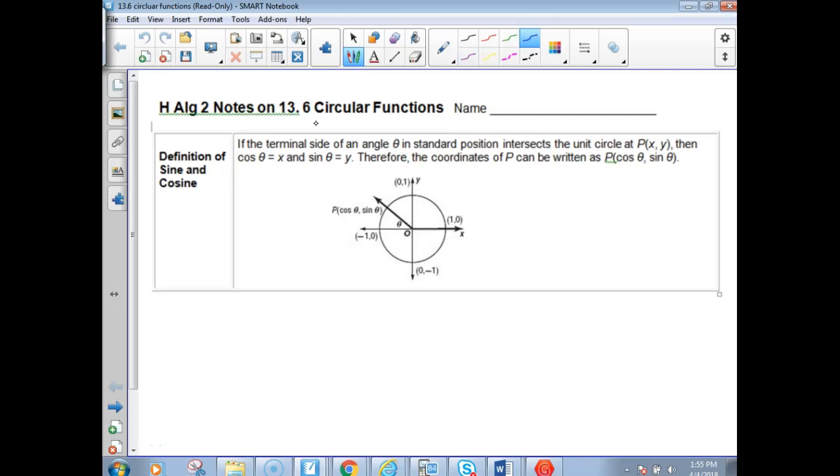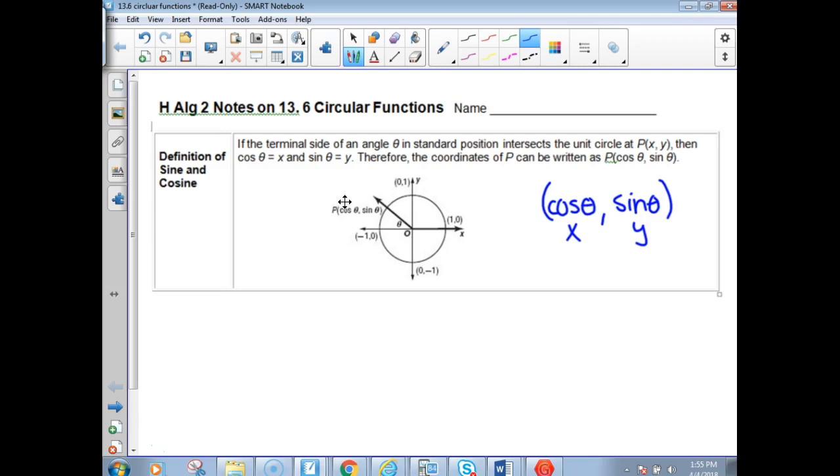Okay, today we're going to talk about circular functions. We've kind of already touched on this. I mentioned that the points are going to be on this circle in the form cosine theta, sine theta. So what you want to remember is if you're given a point on the terminal side of theta, the cosine is the x value and the sine is the y value.